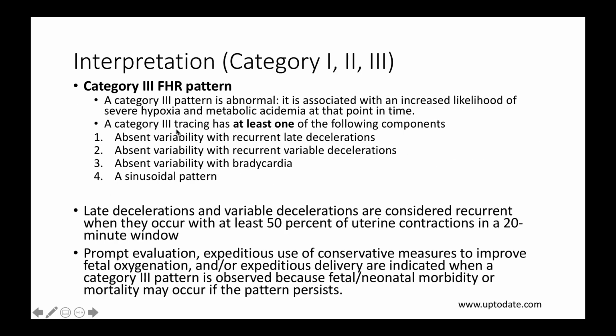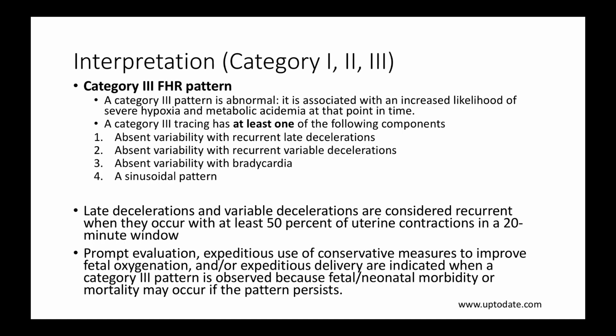For the category 3 fetal heart rate pattern, this is pathologic or abnormal. It is associated with an increased likelihood of severe hypoxia and metabolic acidemia at that point in time when we did the fetal heart rate tracing. A category 3 tracing has at least one of the following components: absent variability with recurrent late decelerations, absent variability with recurrent variable decelerations, absent variability with bradycardia, and a sinusoidal pattern. Late decelerations and variable decelerations are considered recurrent when they occur with at least 50% of uterine contractions in a 20-minute window.